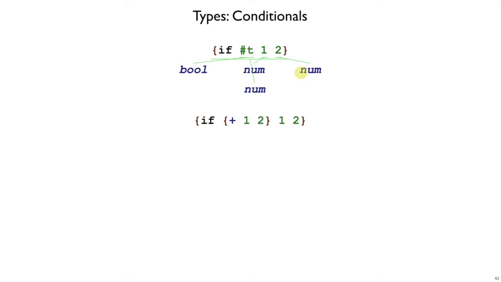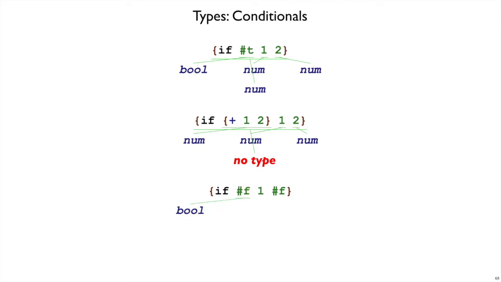On the other hand, if we had if plus 1, 2 with 1 and 2 in the branches, the plus 1, 2 here does not have type boolean, and so if would not be happy when it gets a non-boolean answer to dispatch on. Even though 1 and 2 have type num and those are consistent, we're going to rule this if out. We're going to say it has no type because we don't have a boolean typed expression for the test.